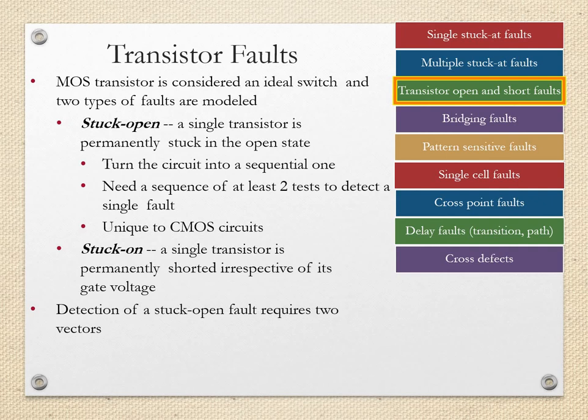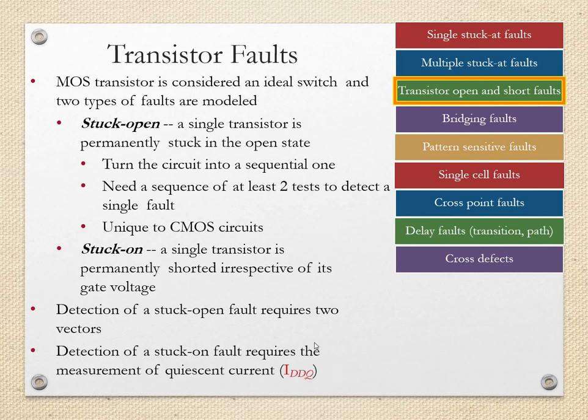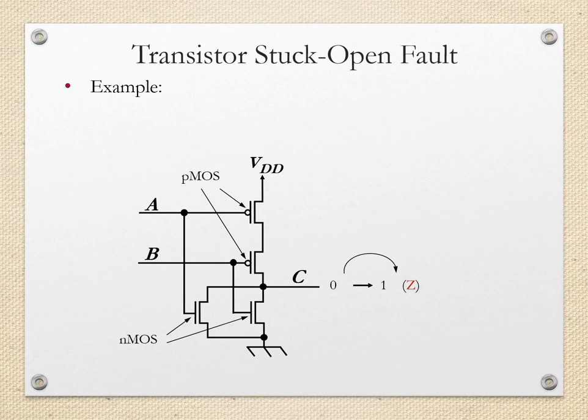Detection of a stuck-open fault requires again 2 vectors. So whether it is stuck-open or stuck-short, in both cases we require 2 sets of vectors. Detection of a stuck-on fault requires the measurement of quiescent current, that is IDDQ. IDD is the drain current and IDDQ is the drain current quiescent value.